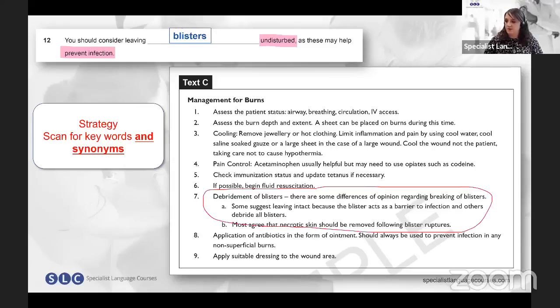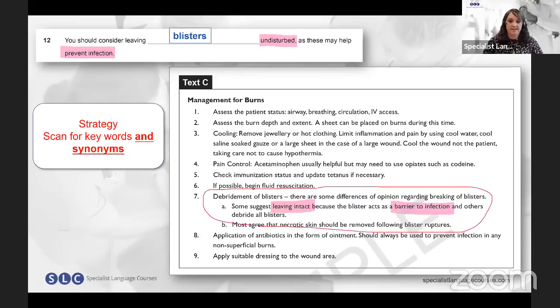Okay, great. So what do we have for undisturbed and then prevent infection? Great. Okay, so I can see a few of you putting your answers there. So undisturbed, we have got leave intact. All right. So undisturbed or leave intact down here. And then prevent infection. Here we've got a paraphrase as a barrier to infection, or acts as a barrier to infection, as a synonym or a paraphrase of those two phrases there. So when you are scanning for your answer, make sure that you're aware of those synonyms.